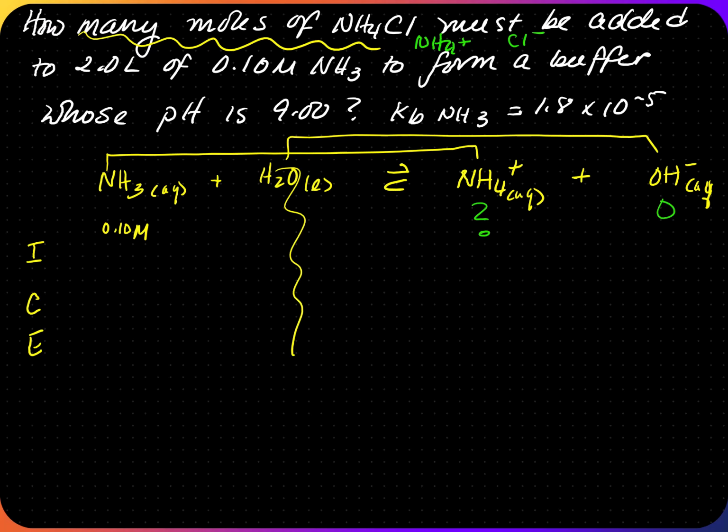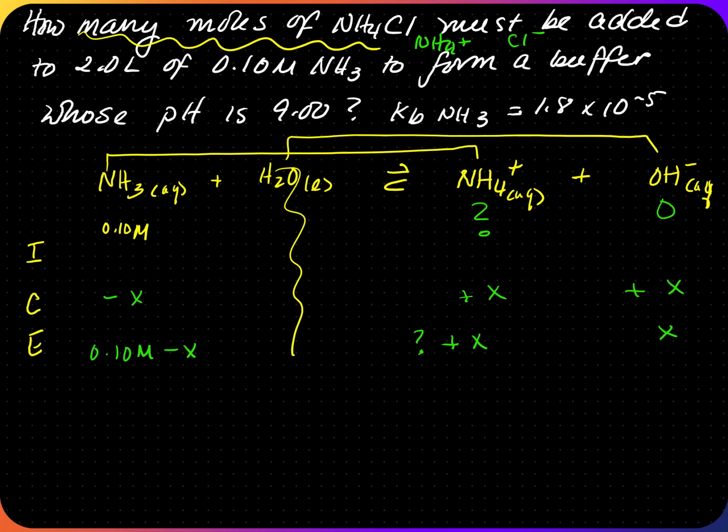Now I'm going to write my change. Again, my reactants are going to be minus X. My products are going to be plus X because it's a 1-to-1 ratio. And ammonia at equilibrium is 0.10 molar minus X. My ammonium is going to be question mark, which is what we're going to look for, plus X. And my OH minus is X.